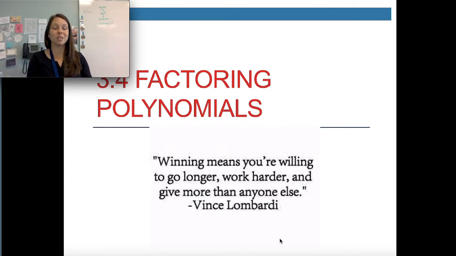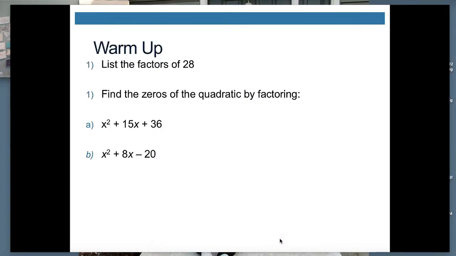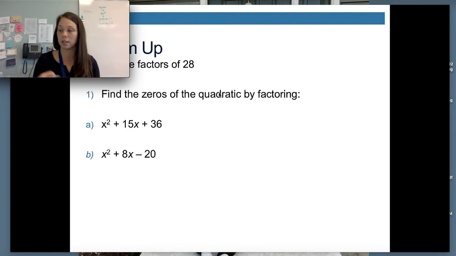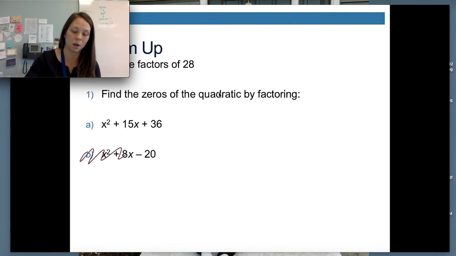Ladies and gentlemen, today we're looking at 3.4, factoring polynomials. With our warm-up, it says find the factors. It says list the factors of 28. Then it says find the zeros of the quadratic by factoring, and then it says x squared plus 15x plus 36. We are actually going to skip over this bottom one.